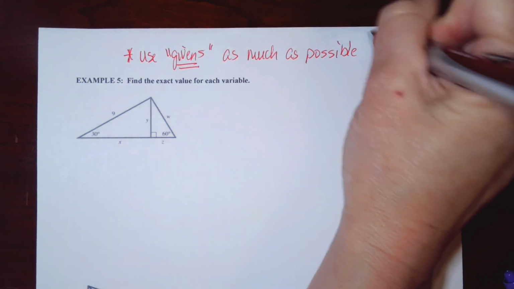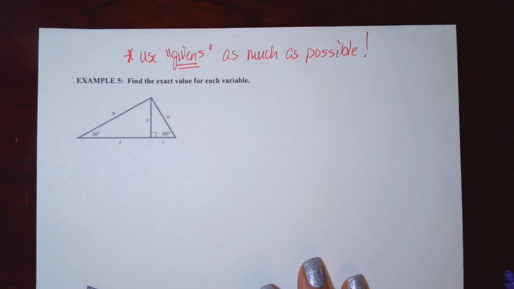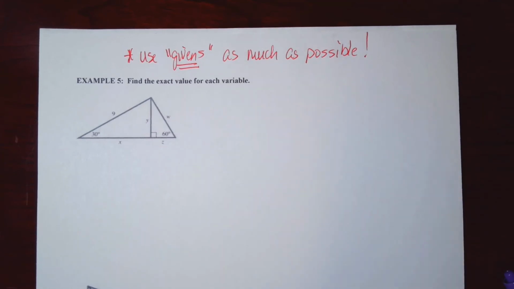Use the things you are given as much as possible, because you know that those things you are given are right. If you use found values, things that you figure out, you're going to have to take a chance that you might have made a mistake. But if you use the given values, then you can be confident that you're right. Okay, so I've got some angles I can fill in here.